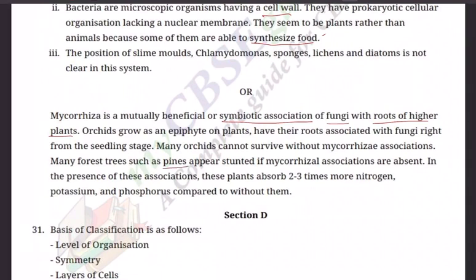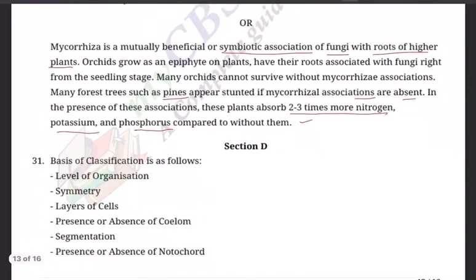Many forest trees, such as pines, appear stunted if mycorrhizal associations are absent. In the presence of these associations, these plants absorb 2 to 3 times more nitrogen, potassium, and phosphorus compared to without them. Hence, mycorrhiza is always beneficial.